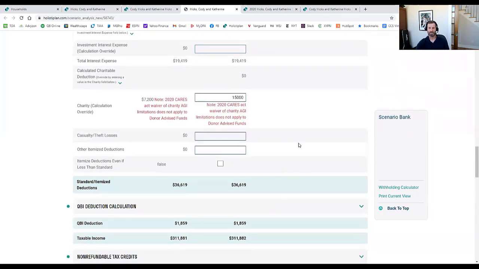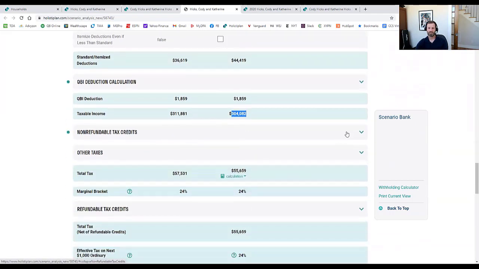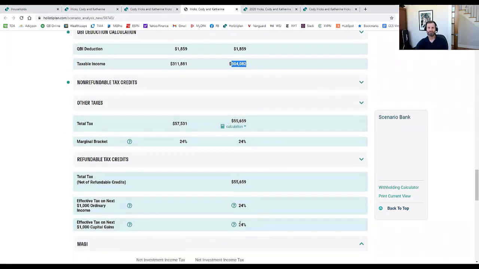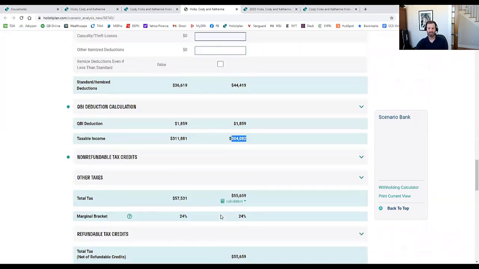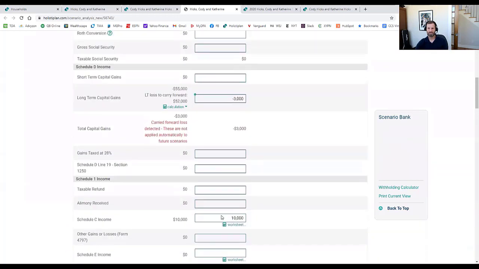You'll see that it's going to work a little slow. Now, what do we have? Well, higher deductions, lower taxable income, credits aren't changing. And so what happens? Well, their taxes are a little bit lower. Marginal bracket hasn't changed, but their actual tax bill is a little bit lower. This is how the scenario analysis works.